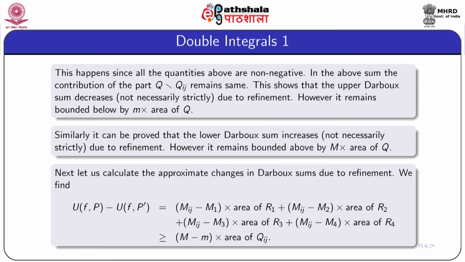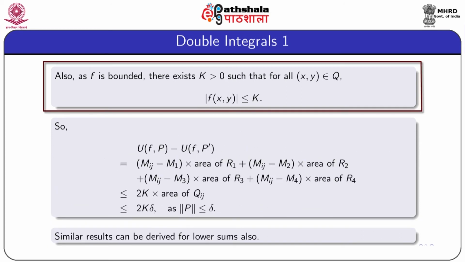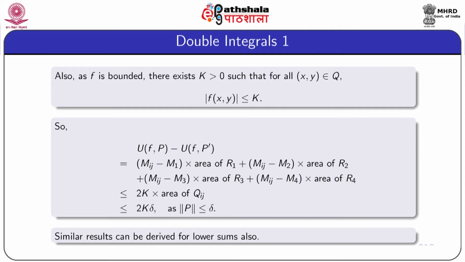Next, let us calculate the approximate changes in Darboux sums due to refinement. We can find U(f,P) minus U(f,P') greater or equal to (M minus m) times area of Qij. Since f is bounded, there exists a positive K such that for (x,y) in Q, the modulus of f(x,y) is always lesser or equal to K. Then U(f,P) minus U(f,P') lesser equal to 2K into area of Qij, that is lesser equal to 2K delta, as norm of P lesser equal to delta.